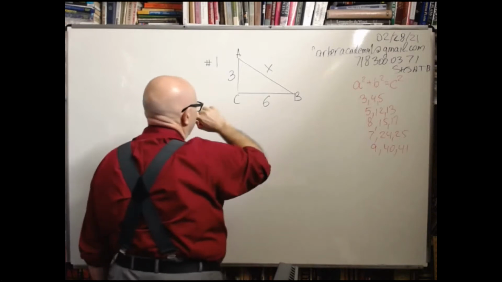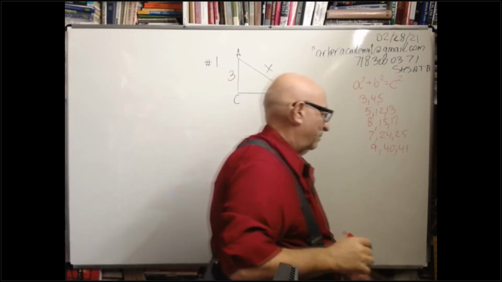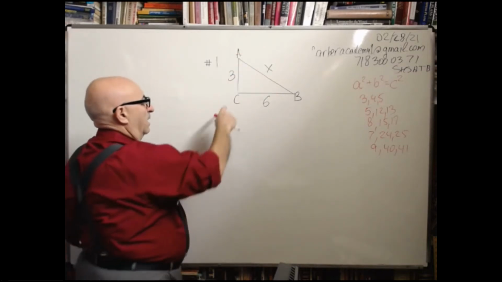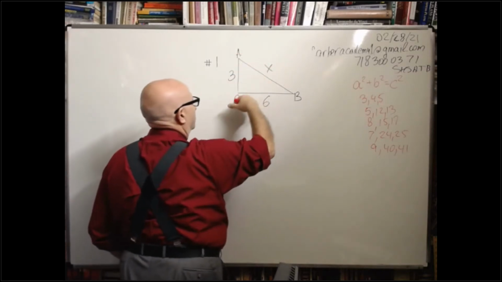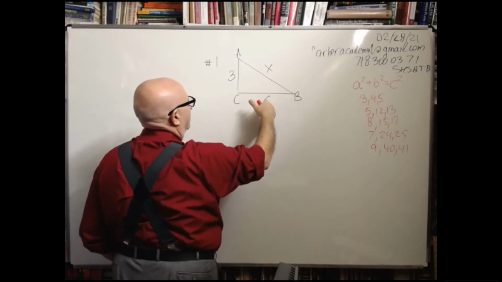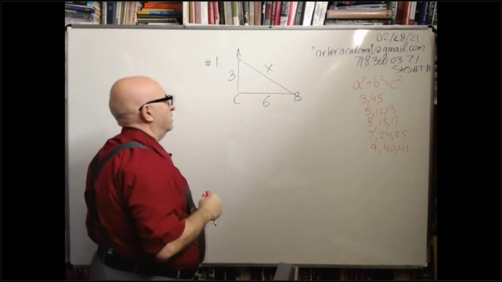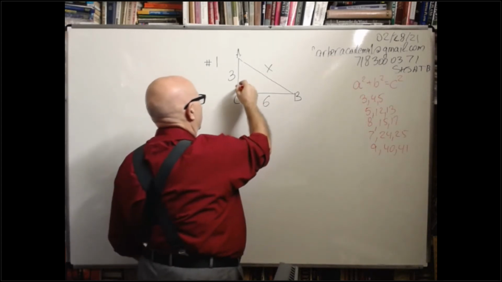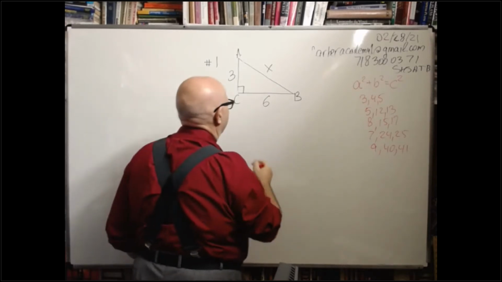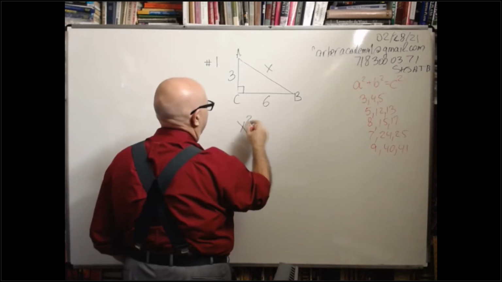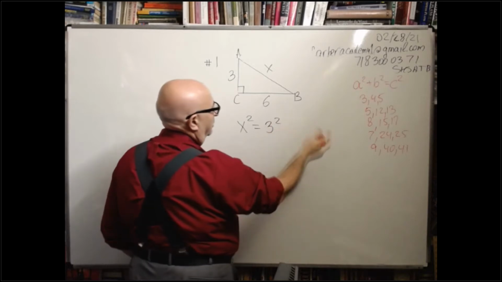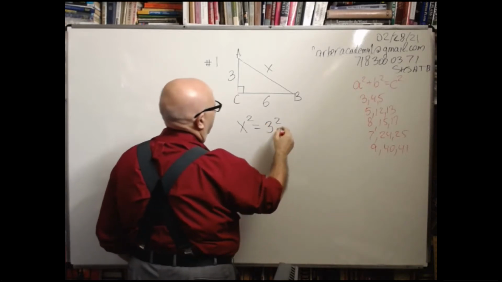In math, it's a convention: we name vertices by capital letters, and the side opposite a vertex is named by the small letter. This is c, this is b, and this is a. And the assignment is, this is a right triangle. You have to find x. According to the Pythagorean theorem, you can write x squared equals 3 squared plus 6 squared. I just wrote a different order, it's more convenient.